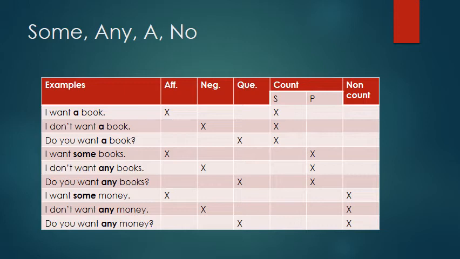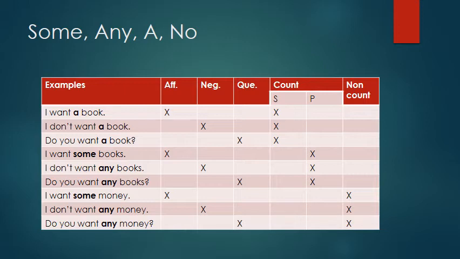So here, the first three are with the indefinite article a. I want a book, I don't want a book, and do you want a book? The first one is an affirmative sentence with a singular count noun. The second one is a negative sentence, I don't want a book, with a singular noun. And do you want a book is a question with a singular count noun. So you notice that the similarity in all three of these is that whenever we use a, we have to have a singular count noun.